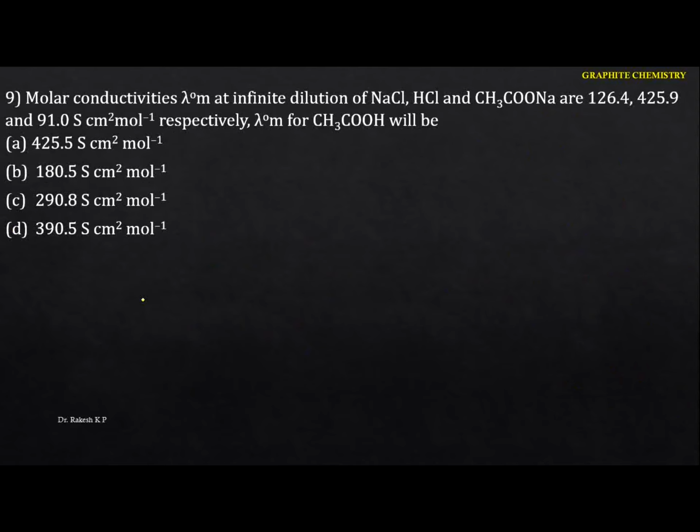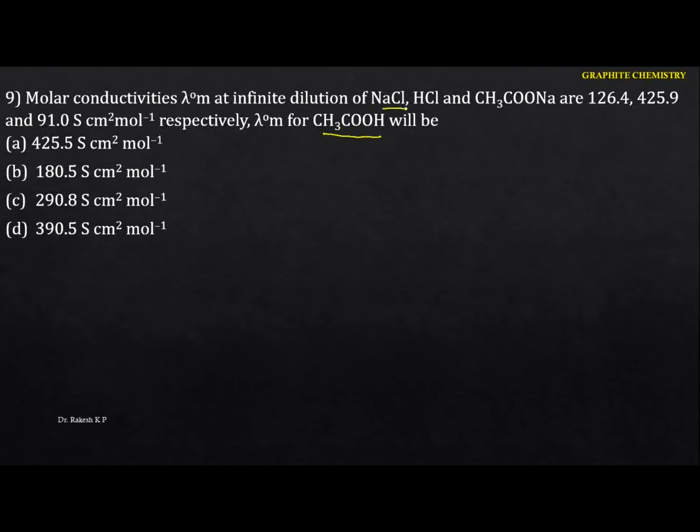The molar conductivities, lambda naught m at infinite dilution, for sodium chloride, HCl and sodium acetate are 126.4, 425.9 and 91.0 Siemens centimeter square per mole respectively. Lambda naught m for acetic acid is? According to Kohlrausch's law, it is very difficult to identify lambda naught m for weak electrolytes. So now we have to select the alternate method.